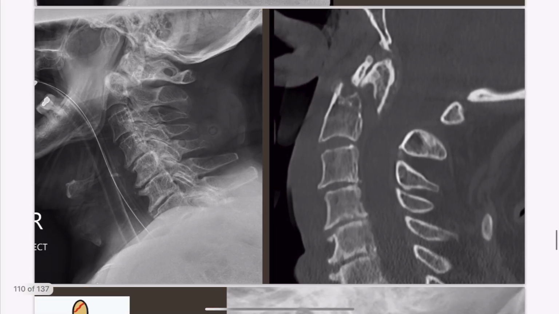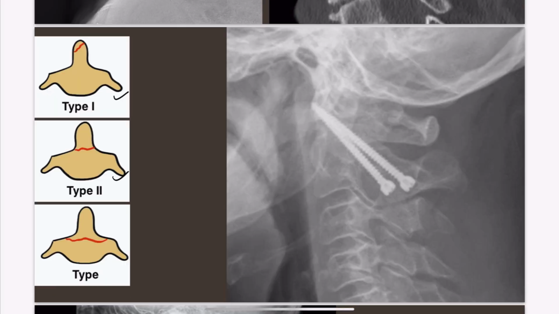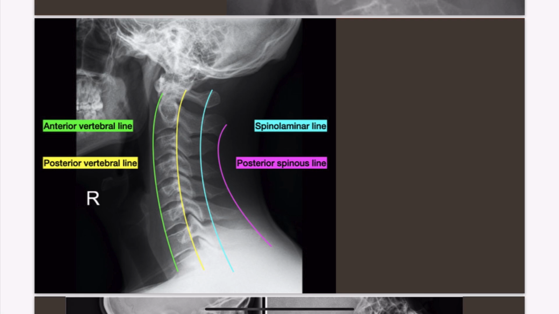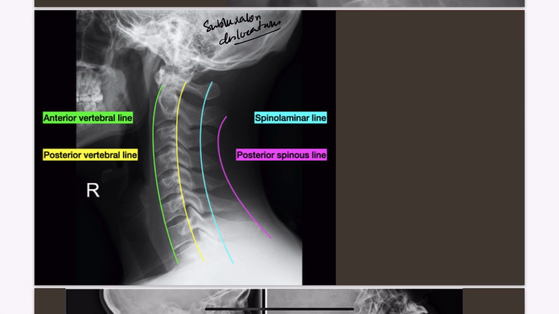If you follow up with the CT of this same patient, see, the CT has also shown the dens fracture. There are 3 kinds of fracture in the dens, and the treatment of the dens fracture is screw fixation. Now we'll look at the subluxation and dislocations. We should see 4 lines in the CT.